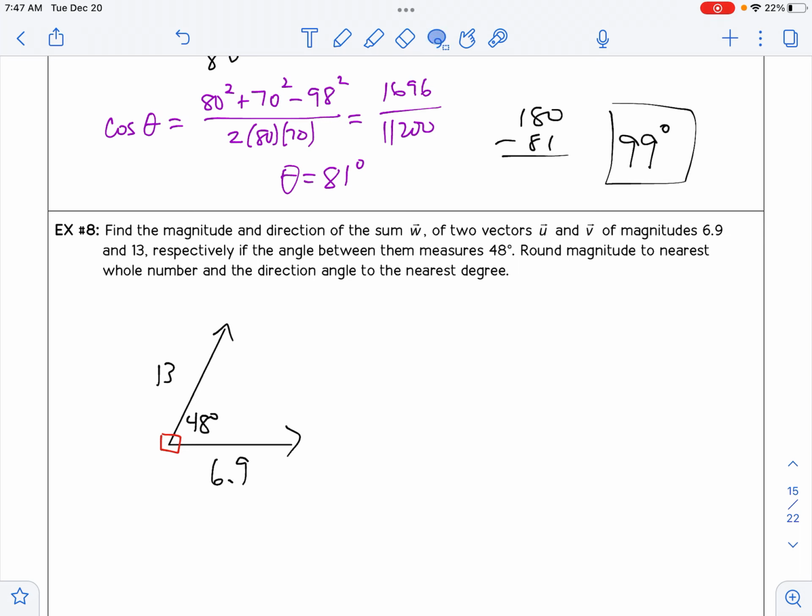So again, I slide the vector. I'm going to slide that 13 magnitude vector down to here. The resultant vector from the original tail to the new terminal point is the one I'm looking for. Now keep in mind in doing that, notice how the angle slid with it. I don't know any angles now.